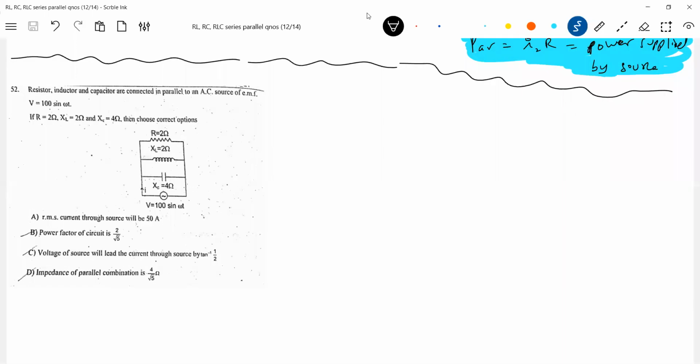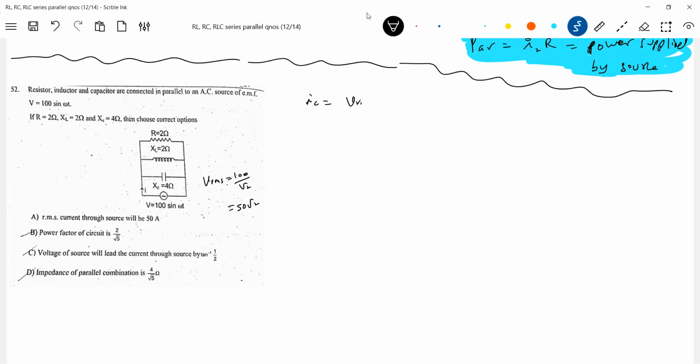All the elements are parallel, no? So we'll do one thing directly. We'll calculate current in each and every element. So what is IC? IC should be equal to... Whenever I'm asking, I should go for RMS only. What is the VRMS value? 100 by root 2, or this will be 50 root 2. So therefore this will be 50 root 2.